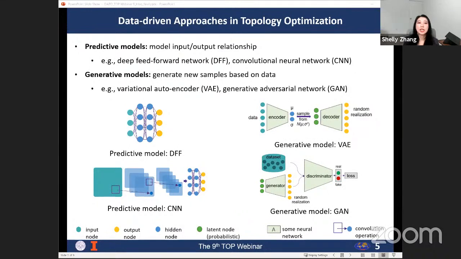In this webinar, we gather papers mainly involving two types of machine learning models, the predictive models and the generative models. The predictive models are mainly used as surrogate models to approximate certain input-output relationships. Examples include the deep feed-forward neural network and the convolutional neural network. They are preferred in different scenarios according to the different types of input. The second type is the generative models, which can generate new samples based on existing data. Some examples include the variational autoencoder as well as the generative adversarial network, the GAN. And in this webinar, these models are going to be used in several different ways in topology optimization, as you will see.